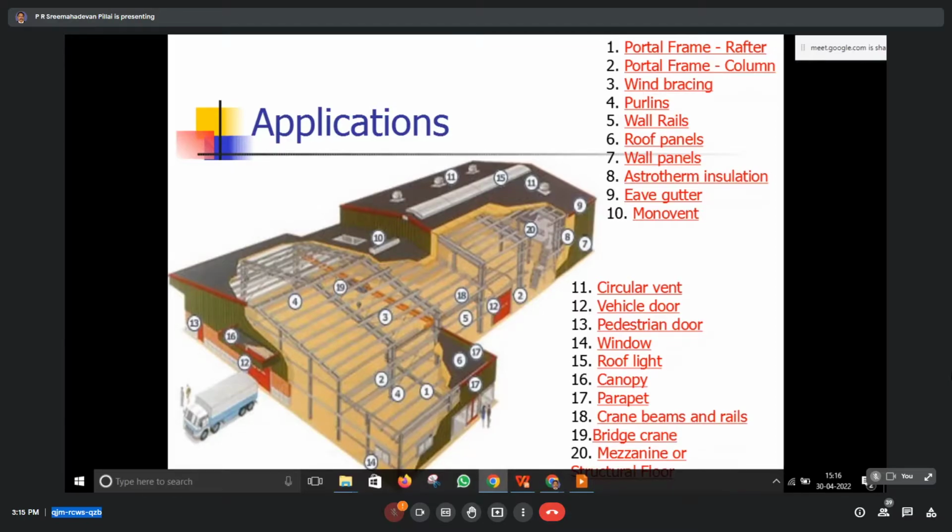So in this industrial building, they have numbered 20 locations where 20 different steel elements are there, starting from portal frame rafter, portal frame column. Portal frame you will be studying in 6th and 7th semesters: the analysis of portal frame, the plastic hinge formation, the plastic and limit state analysis of portal frame. I'm just showing that these many parts are there even in a single industrial building.